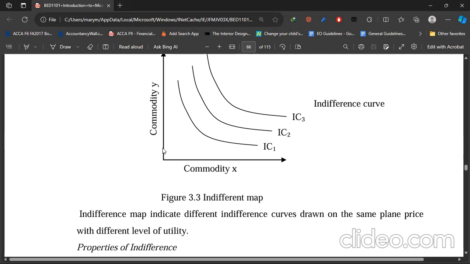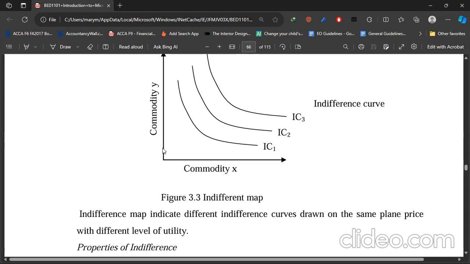So at any point on the curve, the combination of the two will leave the consumer equally well off or equally satisfied, hence indifferent. That is what we look at on the indifference curves. It is very important to understand these properties. First, it is important to understand what utility is, when an individual consumes goods or services. The satisfaction gain or loss from the consumption is what we normally call utility, right?